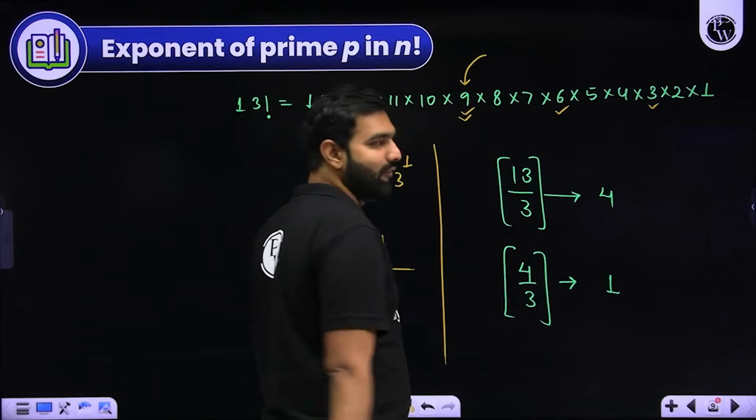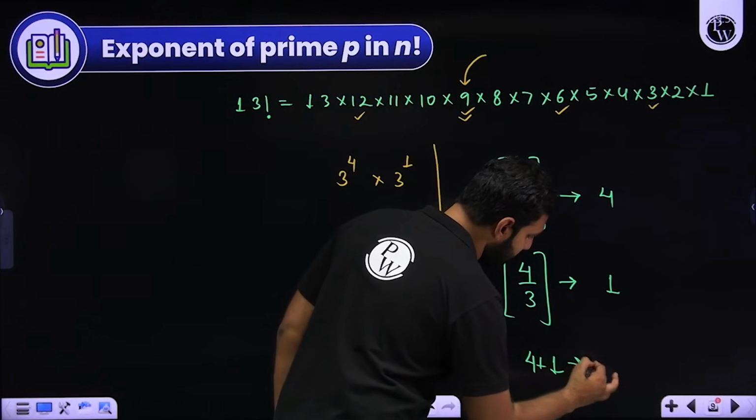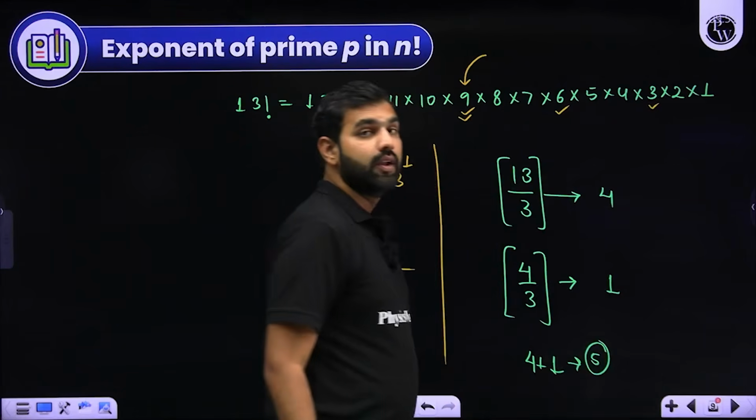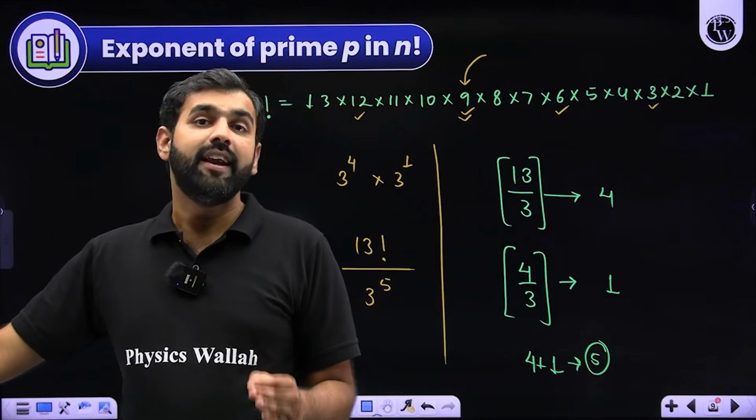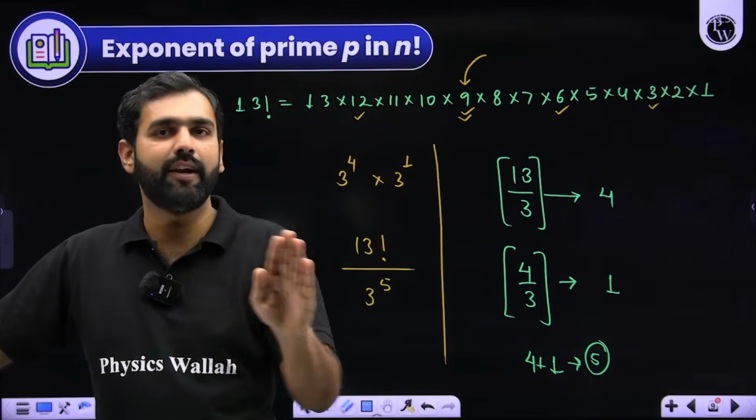This 4 and this 1 when added, 4 plus 1, is nothing but 5. So the highest power of 3 available in 13 factorial is 5. So 3 to the power 5, or 5 threes, are definitely going to be there.